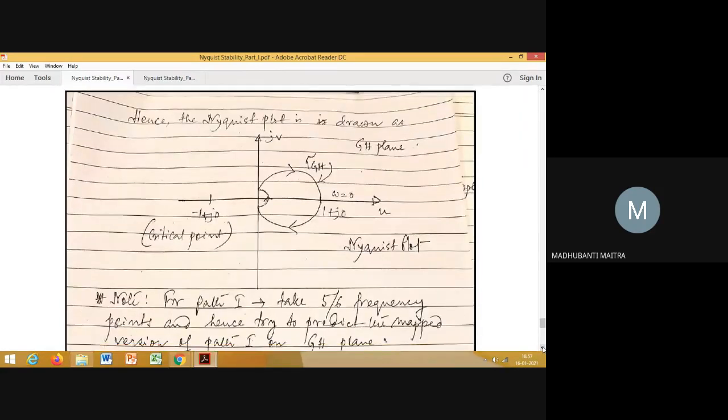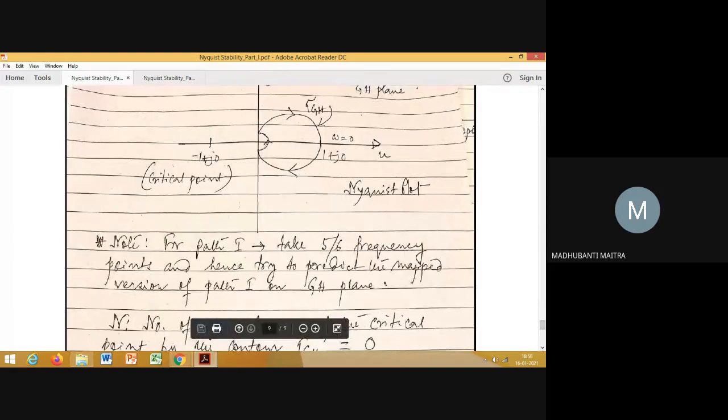So for path 1, take at least 5 to 6 frequency points.